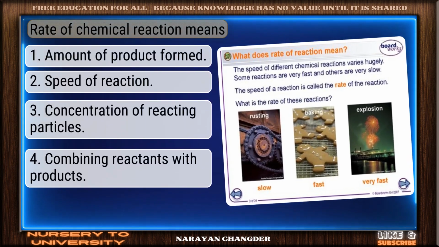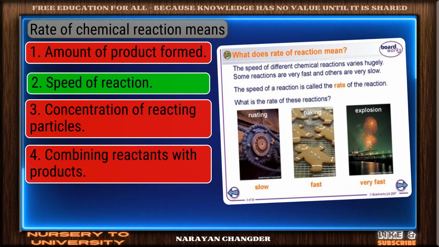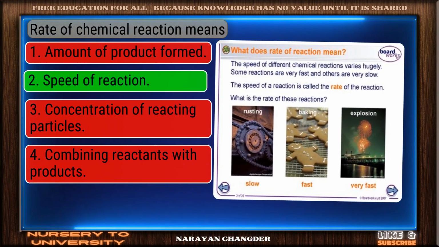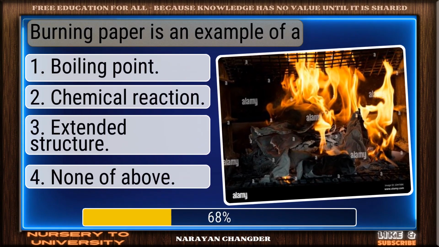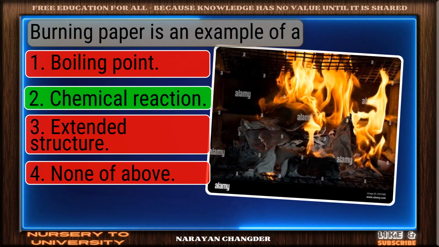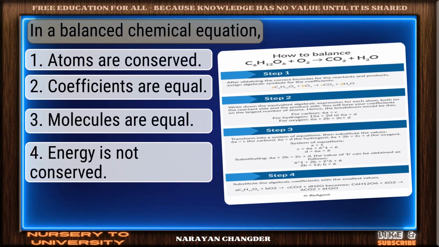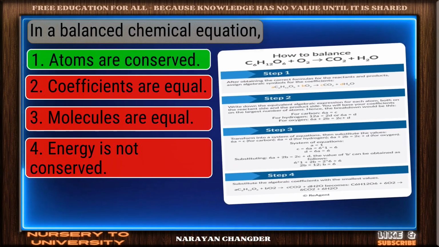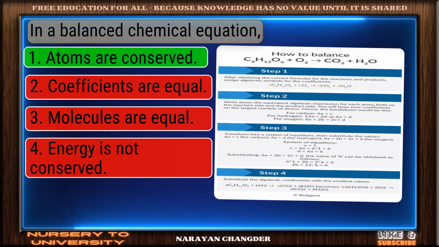Rate of chemical reaction means. Excellent choice. Speed of reaction is the right answer. Burning paper is an example of a. Great job. Chemical reaction is the accurate answer. In a balanced chemical equation. Sharp thinking. Atoms are conserved is the right choice.